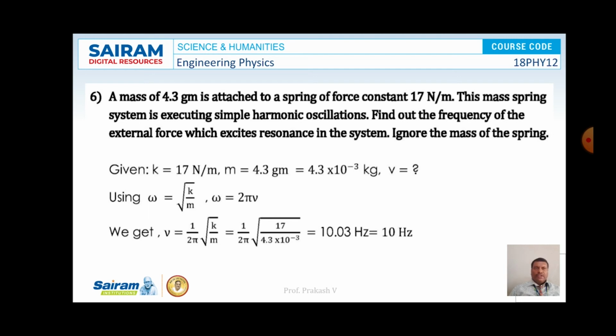And we know that omega is equal to square root of K by M, or omega is equal to 2 pi mu. Further, mu is nothing but 1 by 2 pi into square root of K by M. So substitute the values of K and M, that is 1 by 2 pi into square root of 17 by 4.3 into 10 to the power minus 3. On simplification, we will get the value of mu as 10.03 hertz, or it is equivalent to 10 hertz.